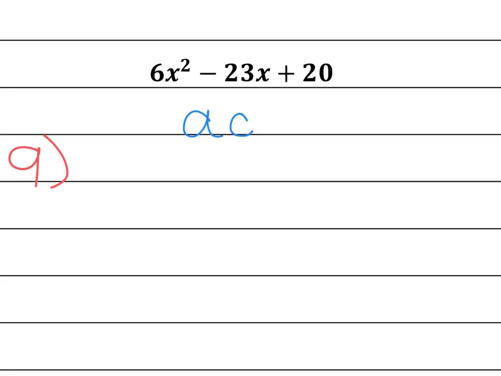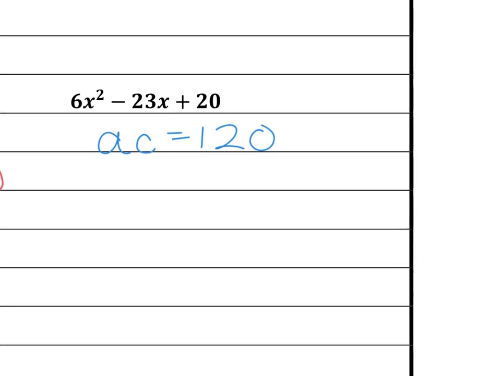A times c. Do not use a calculator. 6 times 2 is 12. Add a 0. What is 6 times 20? There you go. You can do it. Now, still don't use a calculator. This is not that bad. Okay? We need two numbers that multiply to 120, but add to -23.